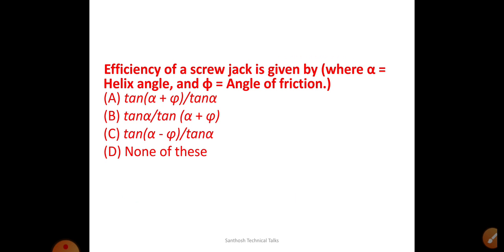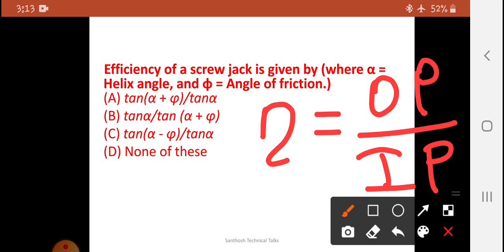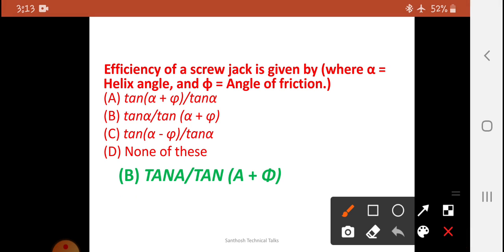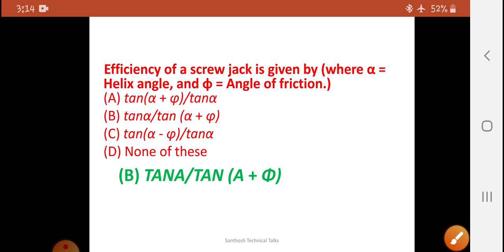And the next question is the efficiency of the screw jack is given by, where alpha is the helix angle and phi is the angle of friction. Whenever you say efficiency, it is output by input. The efficiency of the screw jack is tan alpha divided by tan of alpha plus phi. If the angle is increasing, the tan value is also increasing. Here it is a low tan angle, here it is a high tan angle. Therefore the efficiency is output by input. The output is always less than the input, we know that.